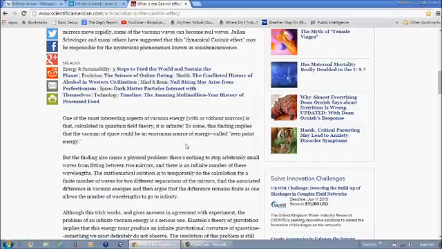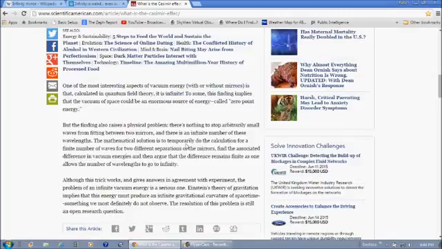There's nothing to stop arbitrarily small waves from fitting between two mirrors, and there is an infinite number of these wavelengths. The mathematical solution is to temporarily do the calculation for the finite number of waves for two different separations of the mirrors, find the associated difference in the vacuum energies, and then argue that the difference remains finite as one allows the number of wavelengths to go to infinity.